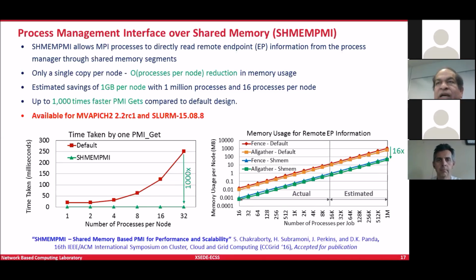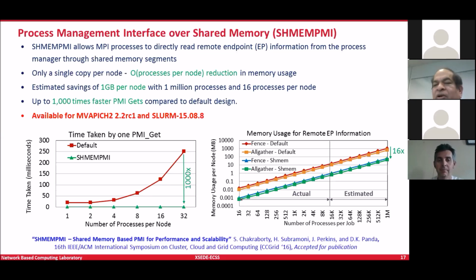As you know, we are entering the field where more and more nodes are becoming more and more cores. So these optimized designs will help not only modern systems but also next generation systems. The right-hand graph shows the memory usage per node. As you can see, we have done experiments up to 16K cores, and the right part is the estimated one.